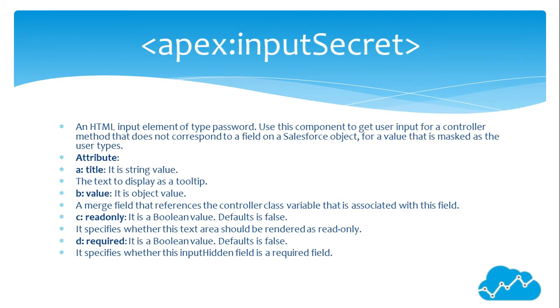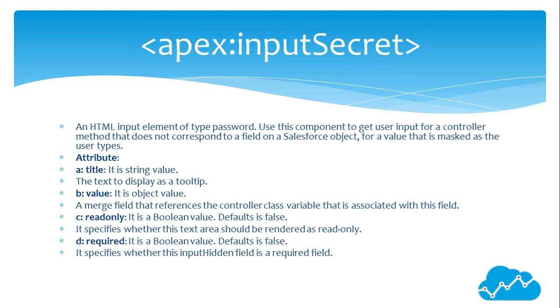apex:inputSecret, an HTML input element of type password. Use this component to get user input for a controller method that does not correspond to a field on a Salesforce object, for a value that is masked as the user types. Attribute title. It is a string value. The text to display as a tooltip. Value. It is an object value, a merge field that references the controller class variable that is associated with this field.